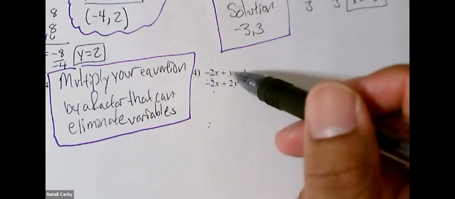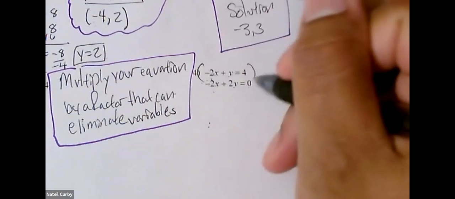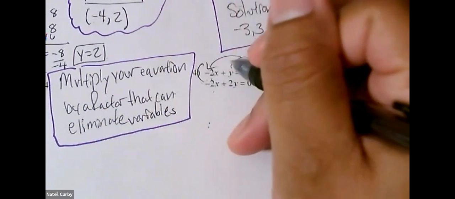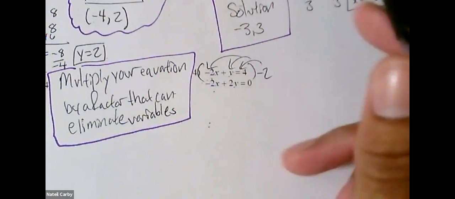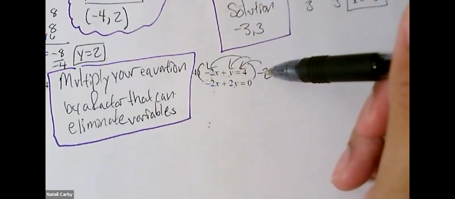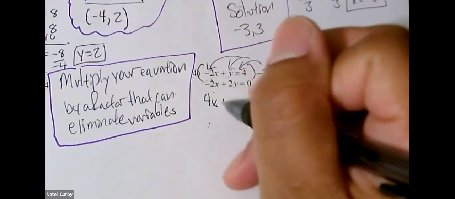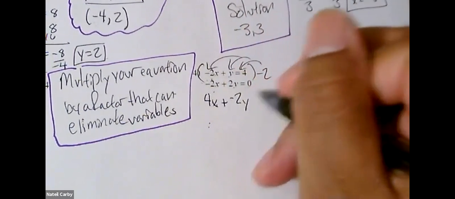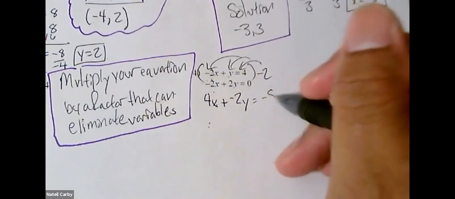I see that I can make my y a negative 2y there, negative 2y plus 2y, I could do that. So make sure when you do that factor, y'all, you multiply everything by that negative 2, right? So negative 2 times negative 2x is going to be 4x. Negative 2 times y, negative 2y. And negative 2 times 4, negative 8.